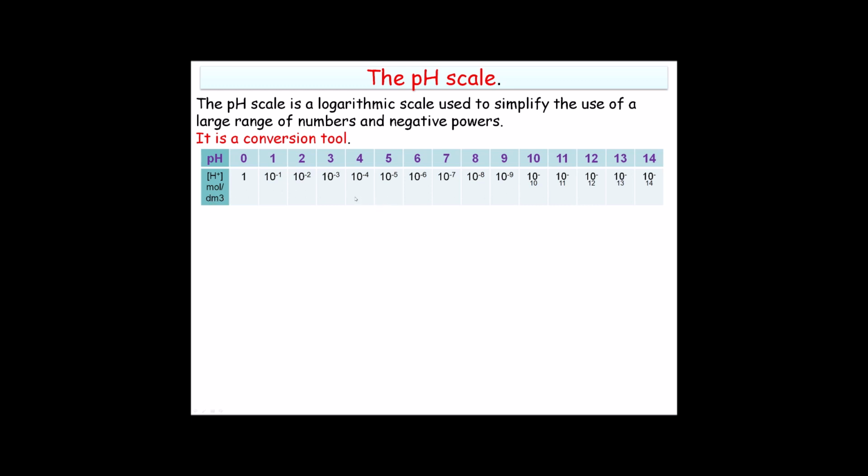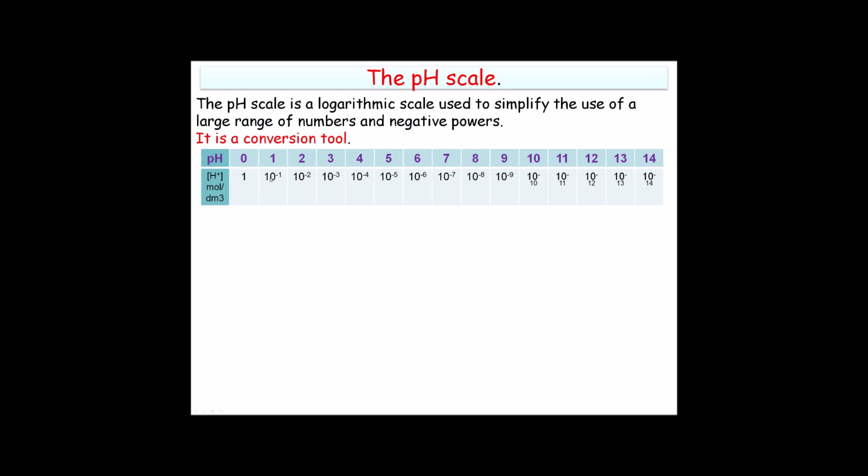Now we can see at a pH of 0, we have 1 mole of hydrogen ions per decimeter cubed of solution. At pH of 1, we've reduced that concentration by 10 times. We've divided the concentration by 10.